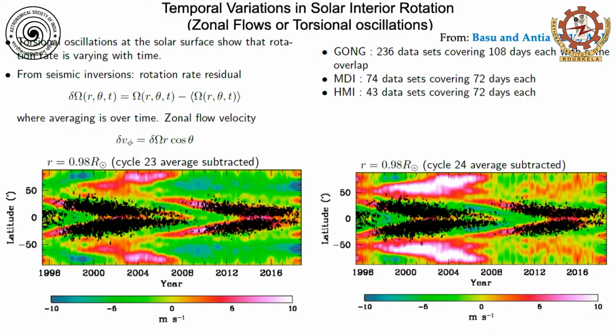The black dots are the sunspot locations as a function of latitude and time. What you see here is the red and pink color, which is the faster rotating band. There is a faster rotating band coinciding with the location where the sunspots appear. This is called the torsional oscillations, and this has been very well measured now.